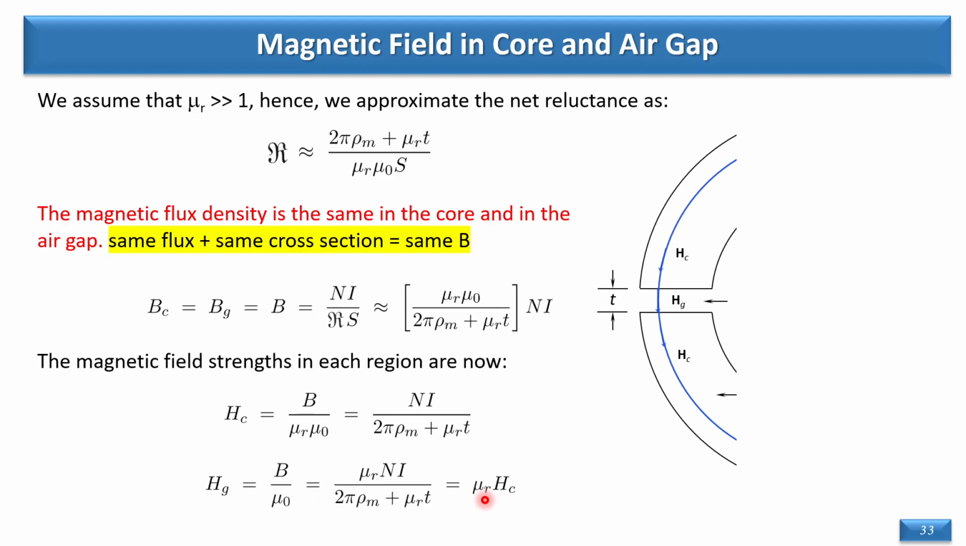So as I said, mu R can be 10 to the power 4, 10 to the power 5. So H gap is much larger than H core by this factor, and we can generate a very high magnetic field intensity using this approach.